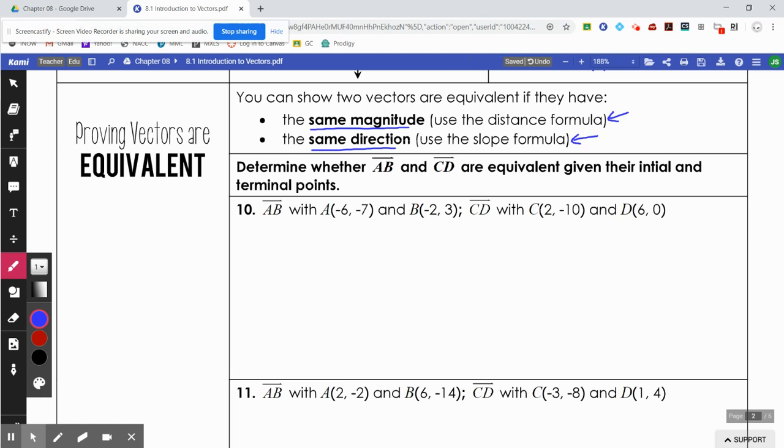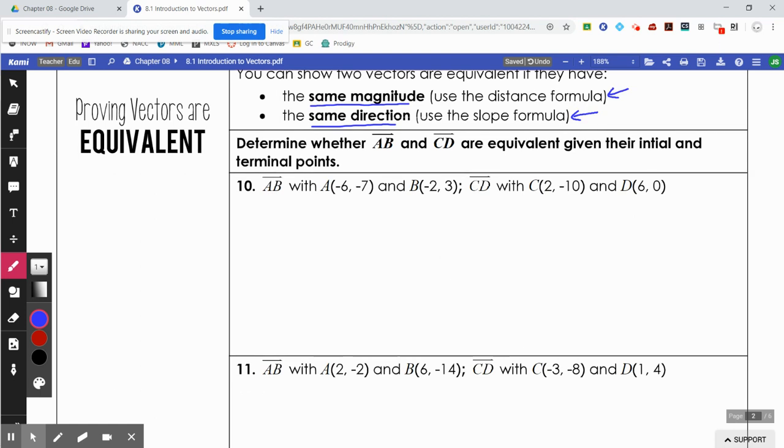Now, they don't have to be in the same spot. They just simply have to be pointing in the same direction and have the same length. So let's start with vector AB, and let's find a magnitude and let's find a direction. So for magnitude, again, we're going to do the square root.